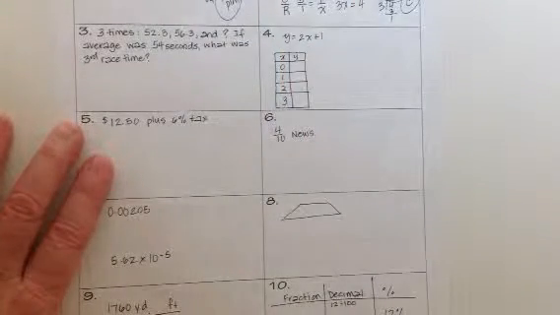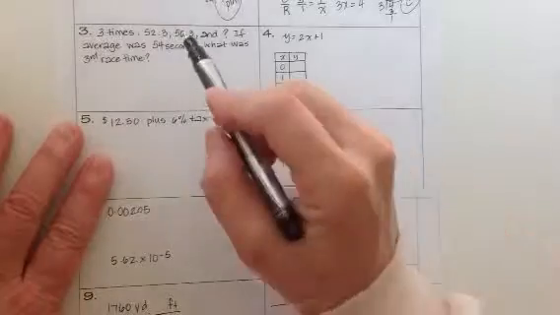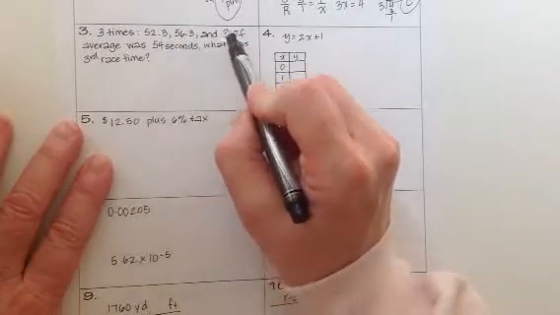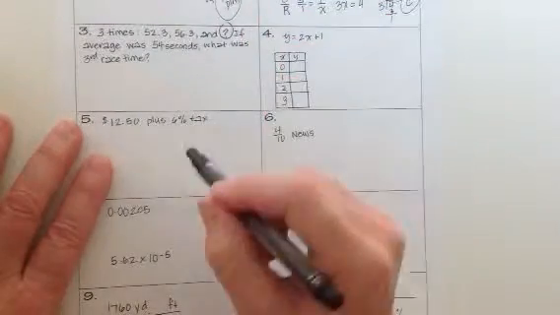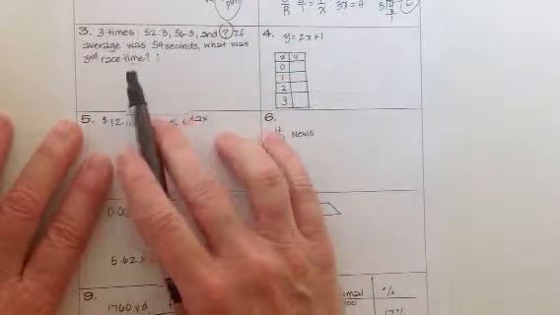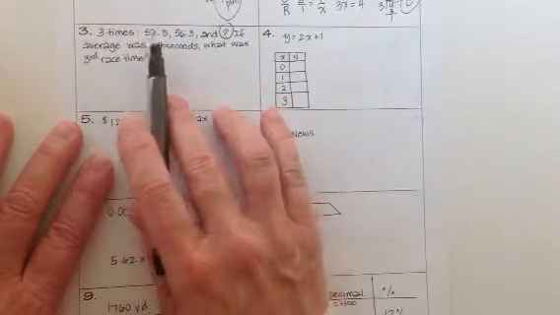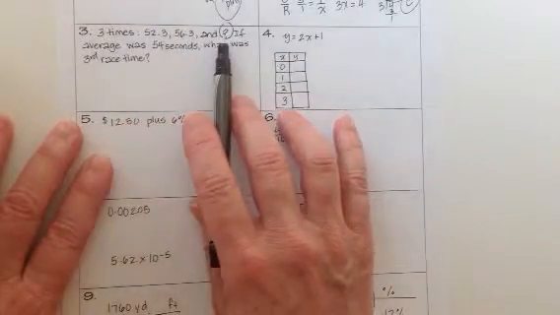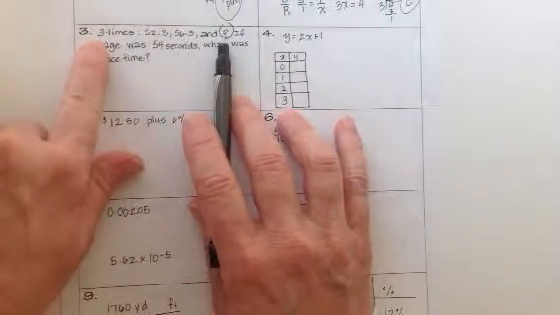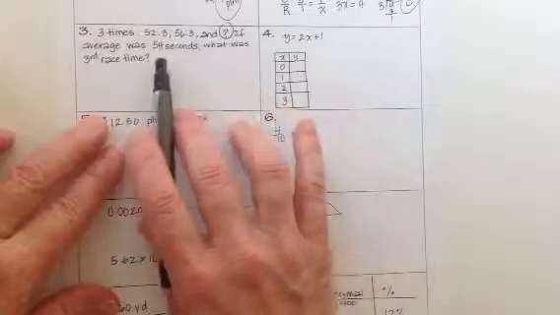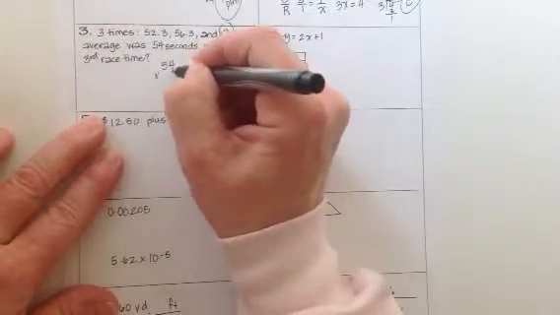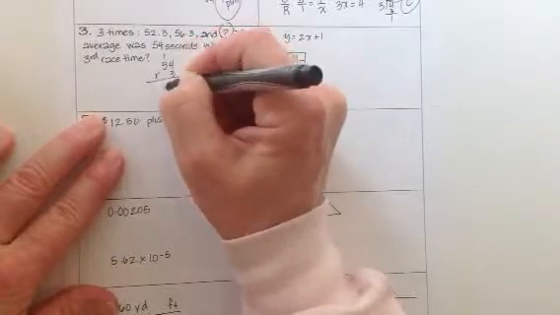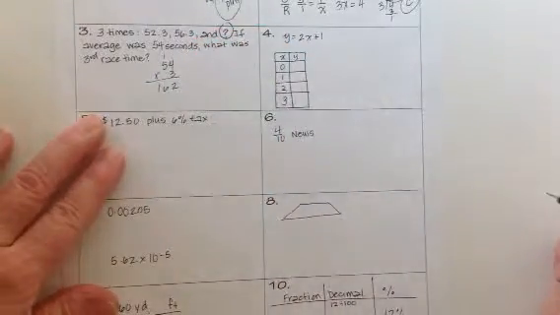Lucia, she ran this 400-meter race 3 times. Her fastest time was 52.3, her slowest time was 56.3, and then we don't know what the third time was. So, if the average was 54 seconds, what was the third race time? Well, the average is what? These numbers divided by 3. So we're going to flip that around. We're going to take the average times 3. So 54 times 3, you get 162 seconds.